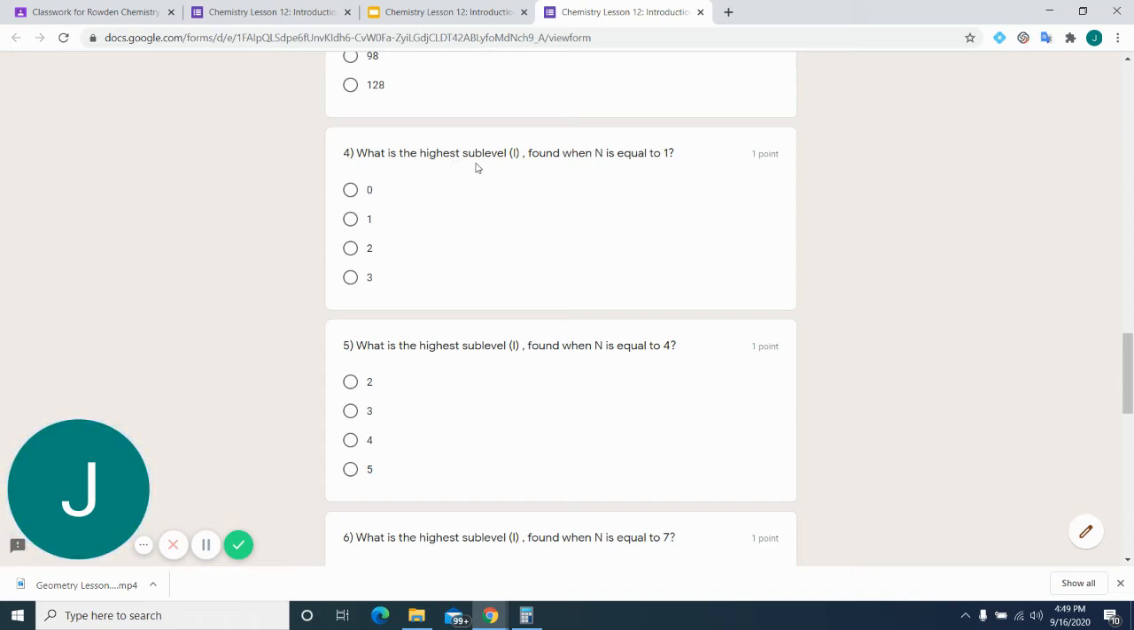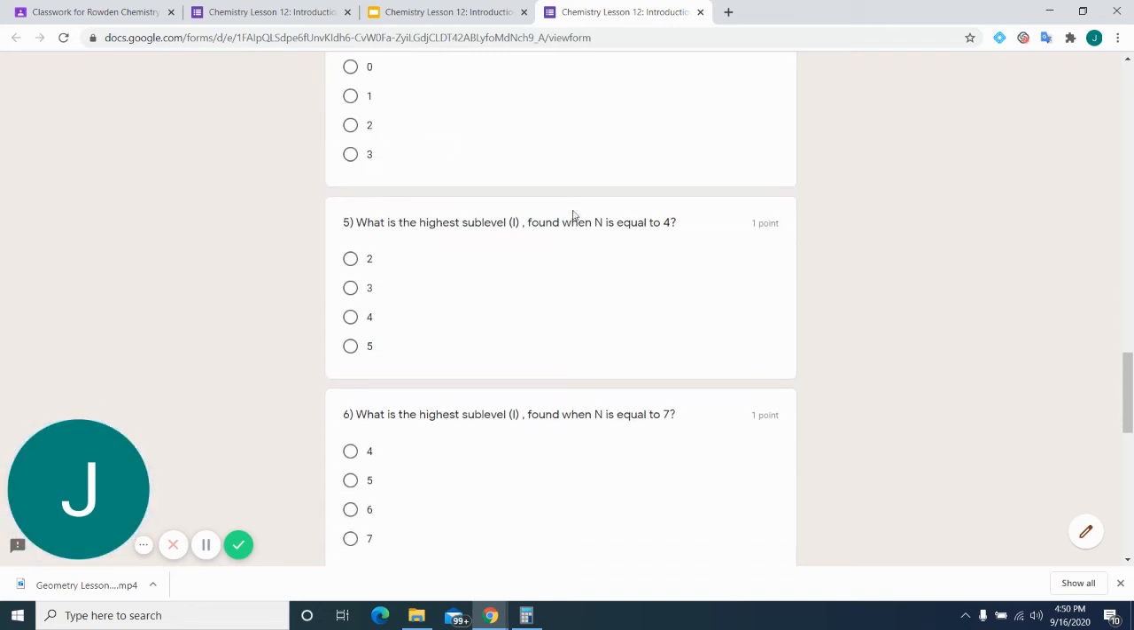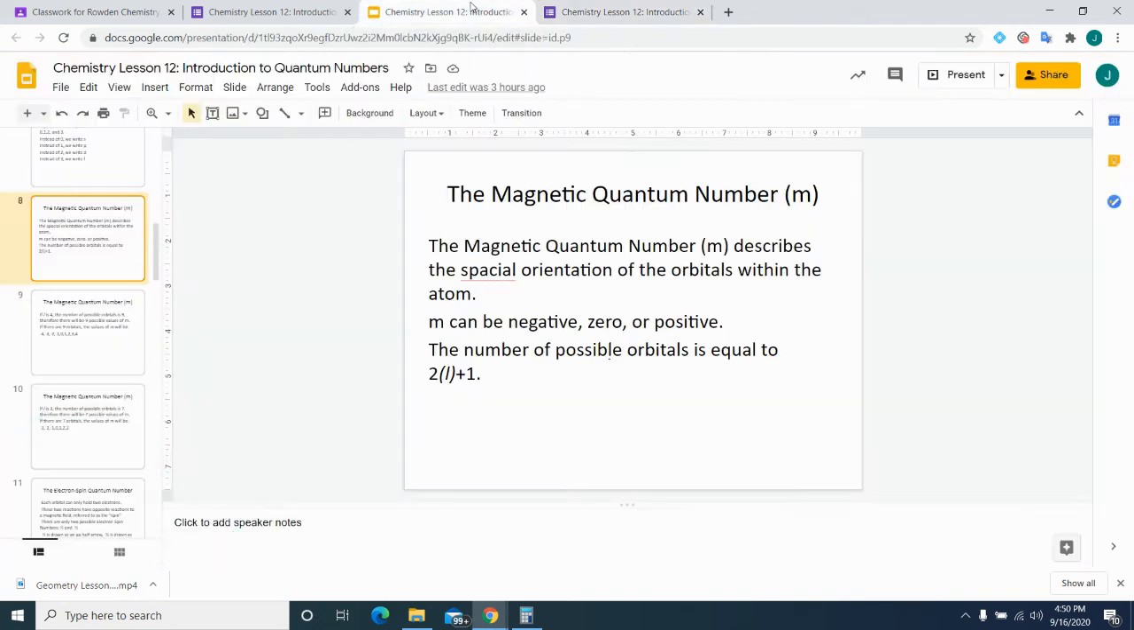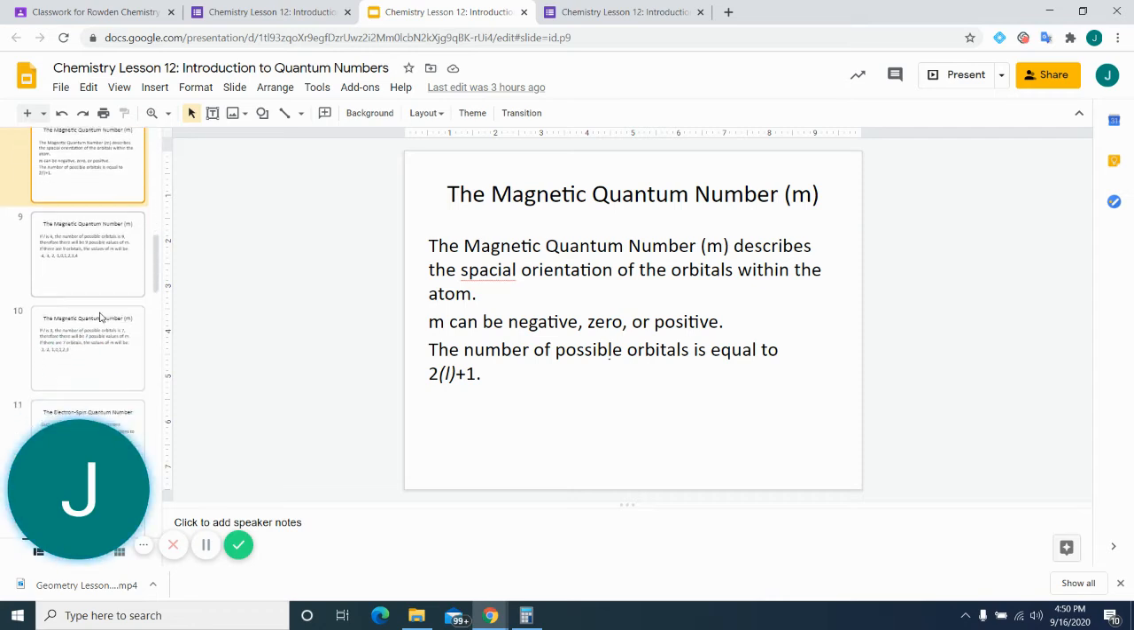Okay, number 4. When n is equal to 1, what's the highest L going to be? Just do 1 below that. 1 minus 1, we get 0. n is equal to 4. 4 minus 1, the highest L gets is 3. n is equal to 7. 7 minus 1, the highest L is going to be a 6. Okay? So I hope these equations are pretty easy. I can understand that picturing exactly what this is doing is what's tough, and the whole picture will come as we get a few more days into this.